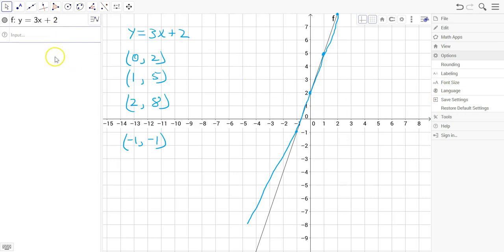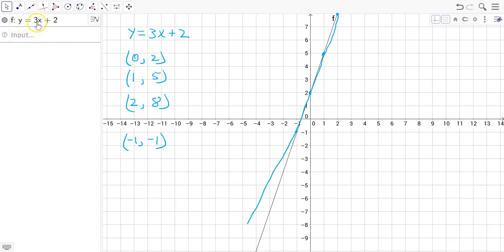Alright, there we go. So there we entered 3x plus 2, and over here you'll see the actual line 3x plus 2 appears, this black line right there. So that's the actual graph. So let me erase the one that I drew by hand. So here's the actual line. This is the graph of y equals 3x plus 2. So that's what the graph of this equation looks like.